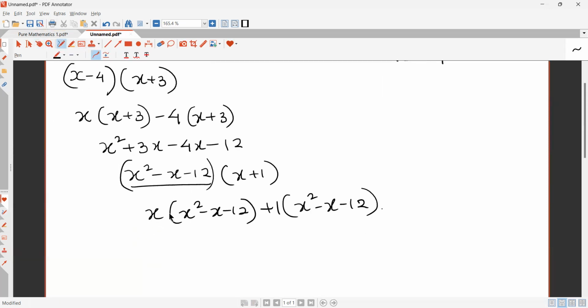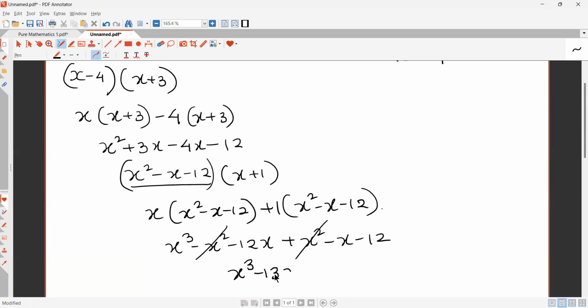Now this will be x cube minus x square minus 12x. Understood? On the other side, it's going to be x square minus x minus 12. This x square and this x square get cancelled. Yes, you have x cube. So minus 13x. Why minus 13? Minus 12 minus x is minus 13x. Minus 12. Clear? Online, everyone? Clear? So anyway, you guys understood this.